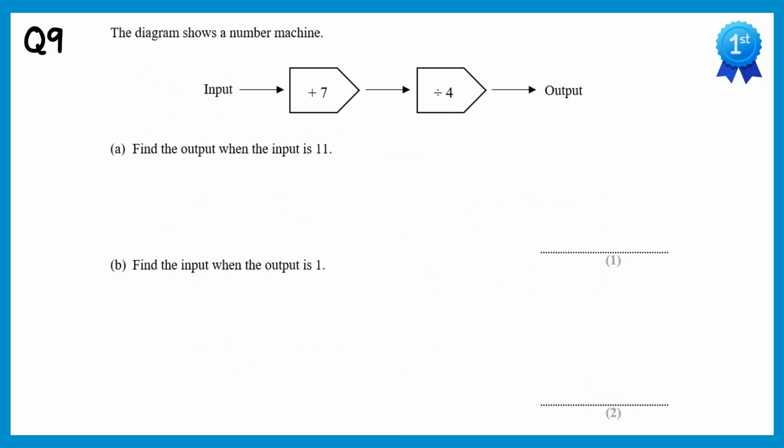In this question, we have a number machine, and for the first part, we need to find the output if the input is 11. So we're going to input 11 into the machine, then we add 7 to it, and then divide it by 4. So let's start by doing 11 add 7, which gives you 18.